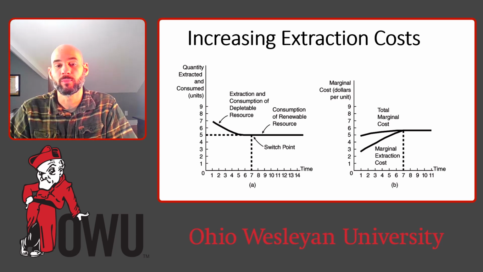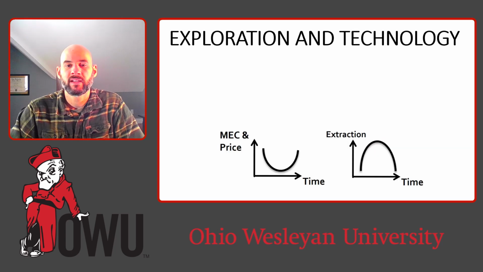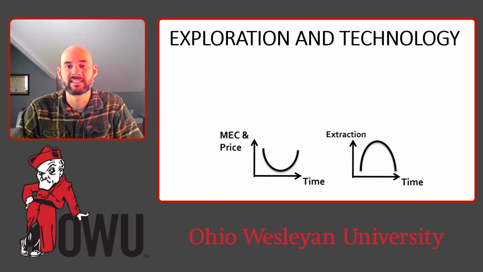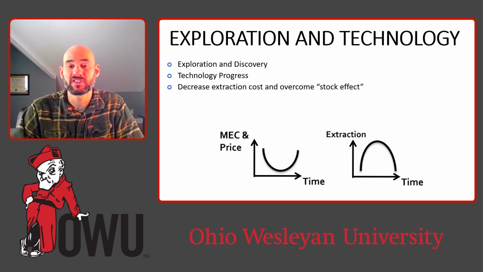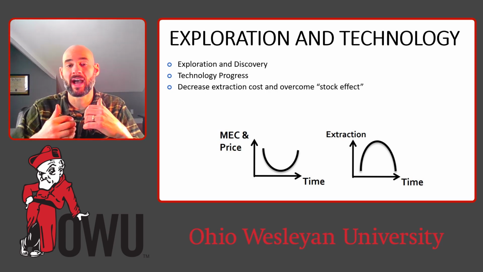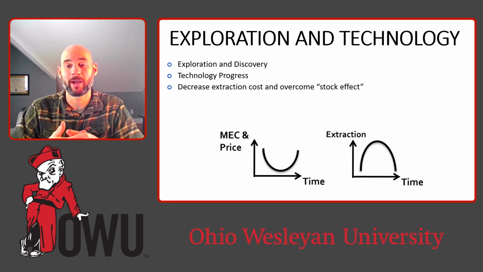And we can see a more smooth transition from the extraction of the depletable resource to the consumption of the renewable resource happening at that switch point. Now, when we think about the role of discovery, exploration, and technological improvements on the marginal extraction costs, price, and the total rate of extraction, we're going to have two competing effects. So we are going to have a stock effect, which is going to drive price and marginal extraction costs up as the total reserves decrease.